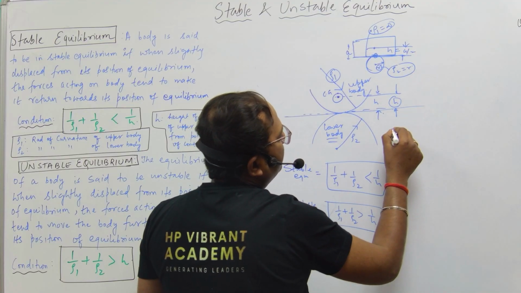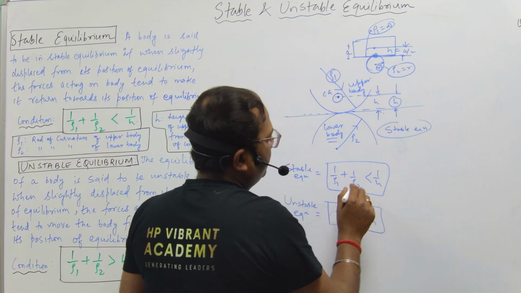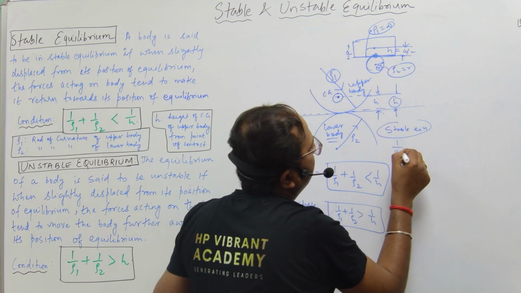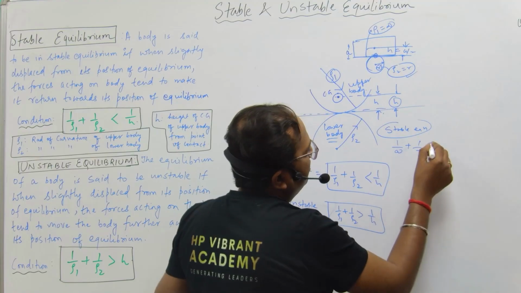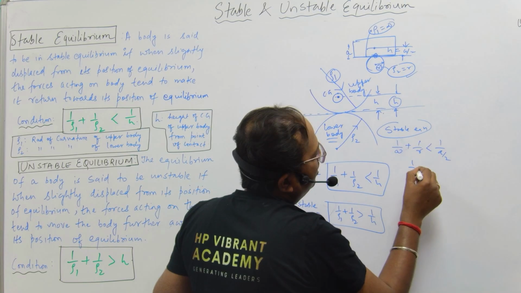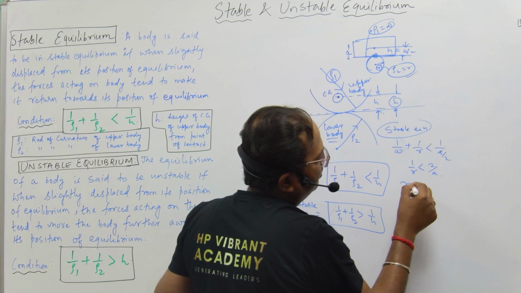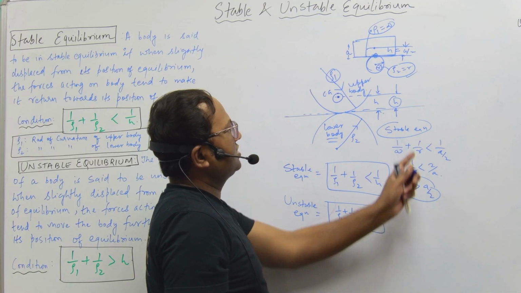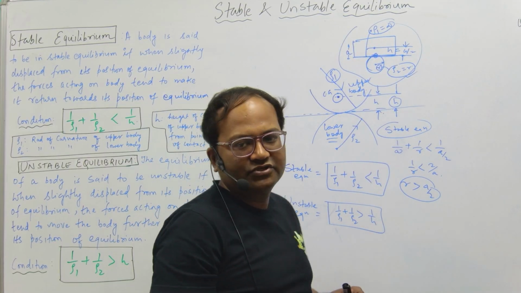So the condition for stable equilibrium is 1 upon rho 1 plus 1 upon rho 2 is less than 1 upon h. So 1 upon rho 1 is 1 upon infinity, plus 1 upon rho 2 is 1 upon r, is less than 1 upon h, which is 2 upon a. So 1 upon r is less than 2 upon a, so r is greater than a upon 2. So r greater than a upon 2 is the condition for stable equilibrium for this particular case. Now let us discuss a few questions on this topic.